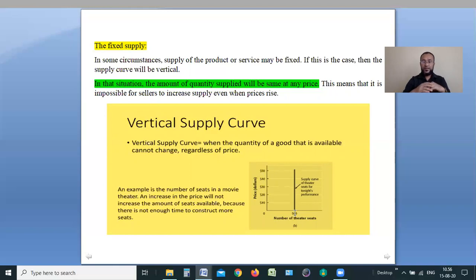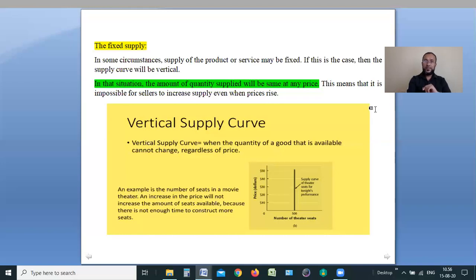Okay, so remember this. When supply is fixed, it is normally in the short term. When supply of goods or services is fixed, that means it is not possible to increase the supply even when price increases, and it is not possible to decrease the supply when price decreases. In that case, it is called fixed supply, and for fixed supply, the supply curve will be vertical.